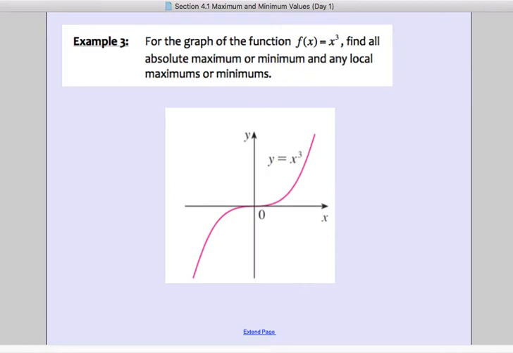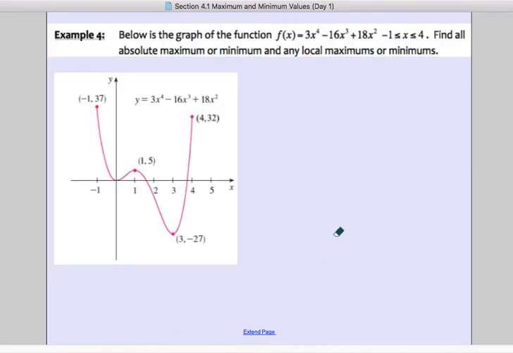Example 3. Go ahead and look at example 3. This one is a case where there are no extreme values. There are no absolute maxes or mins. Now why? These continue to go up and up, so I can't say this is my lowest value and this is my highest value. And if I look here, we see something's going on, but is it the highest for what's around it? No, this would have to go down to be an absolute max here. So there are no absolute maximums or absolute minimums on x to the third.